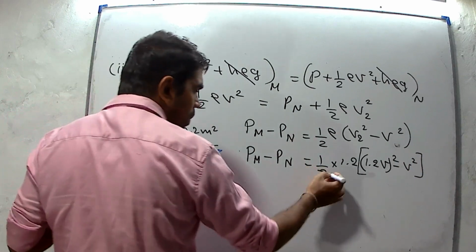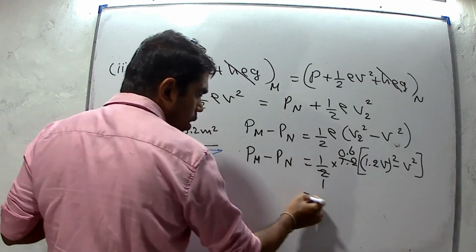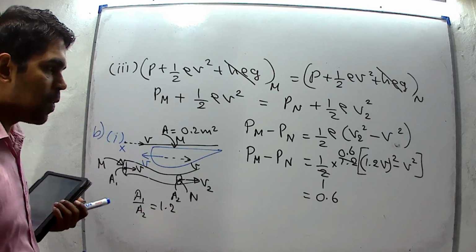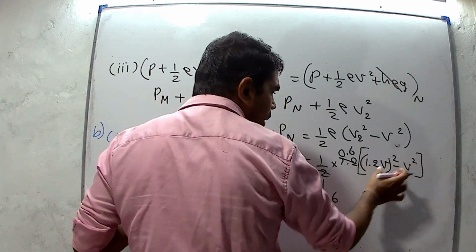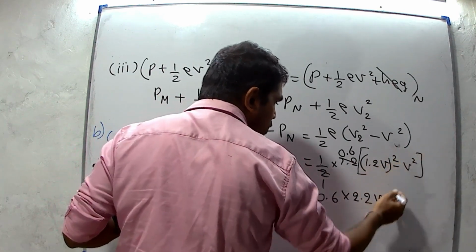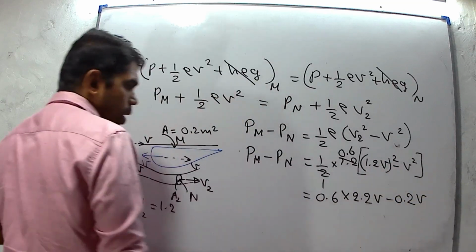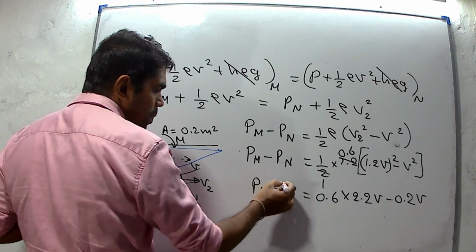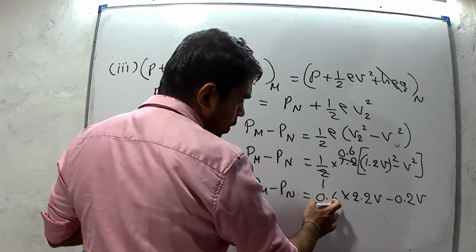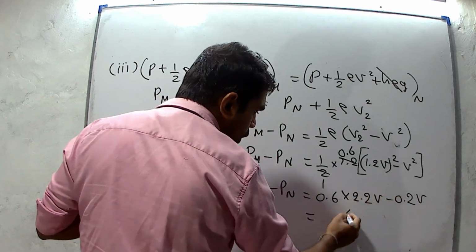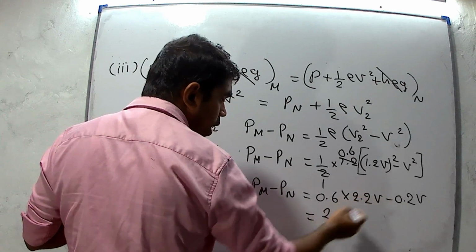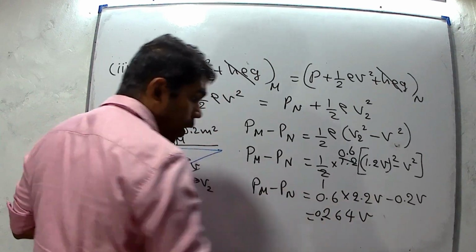Now we have to simplify. 2 divided by 2 is 1, times 0.6. There is a difference between two square terms, so we can simplify easily. We consider the sum, 1.2V plus V, which is 2.2V, and 1.2V minus V, which is 0.2V. It is the pressure difference, Pm minus Pn. Now I will substitute the V value. We can multiply 6 into 2, 12, 12 into 2, 24, 2 remaining, 24 plus 2, 26. There are 3 decimal places, times V squared.